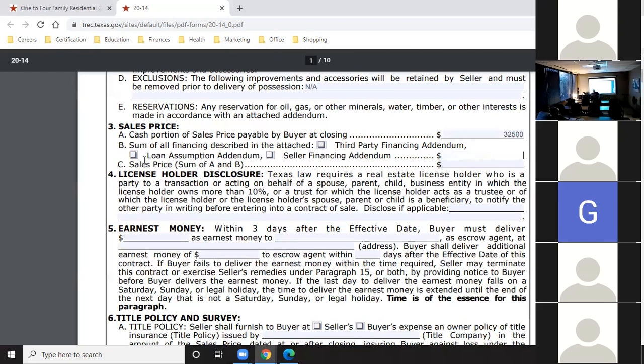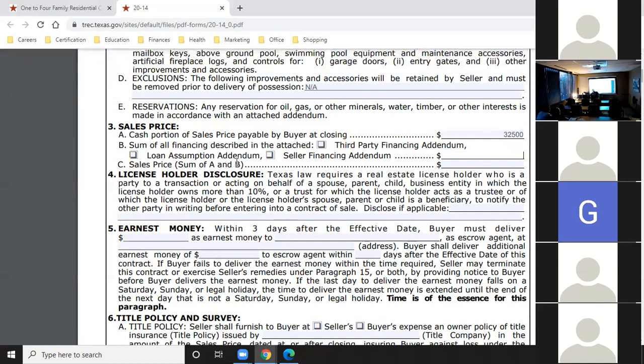And which of the boxes do you think we'll be checking for 3B? Loan assumption, seller's financing, third party financing addendum. Third party, yeah. Anyone that says third party, anybody else? Me, same thing.